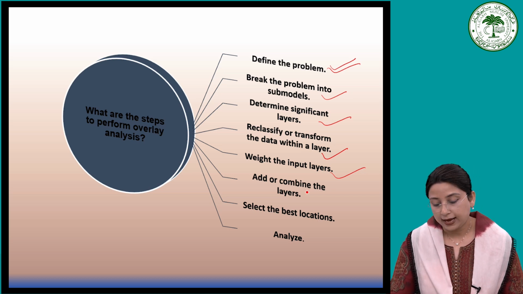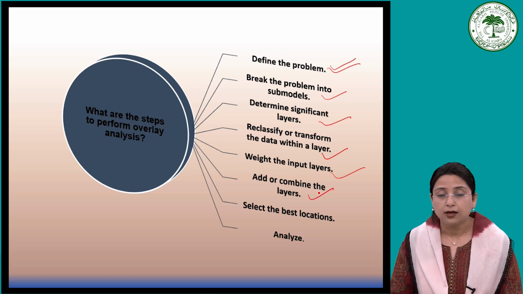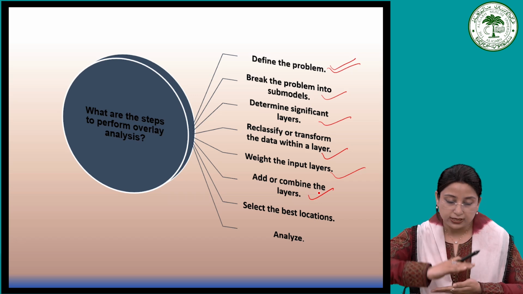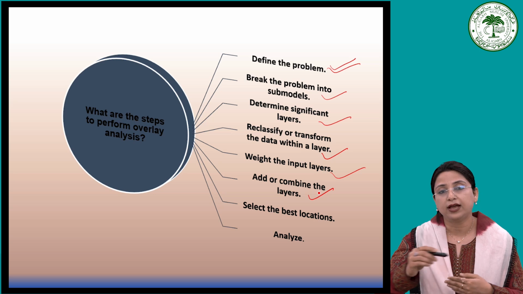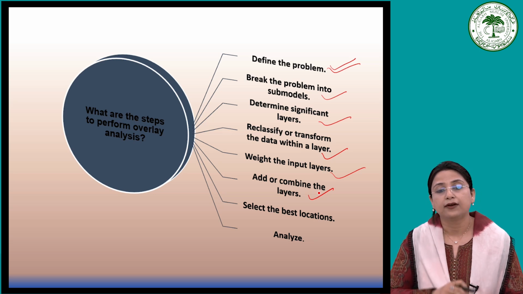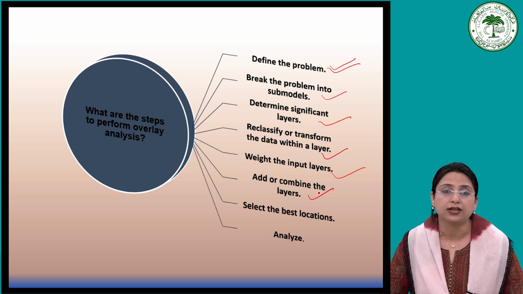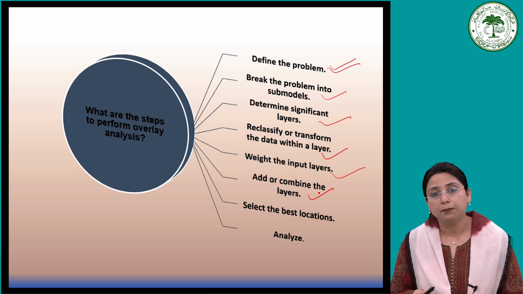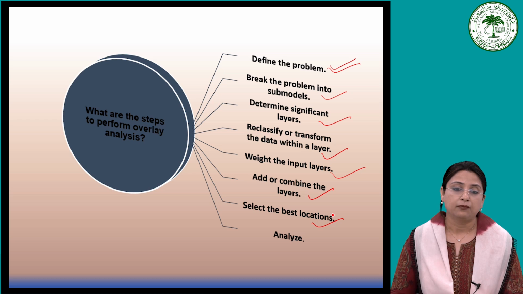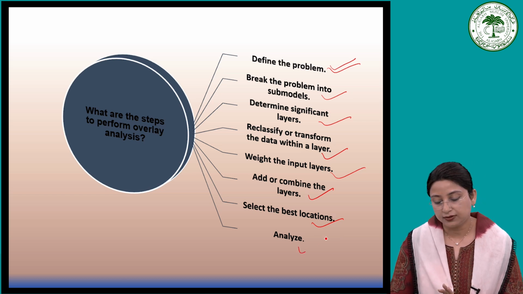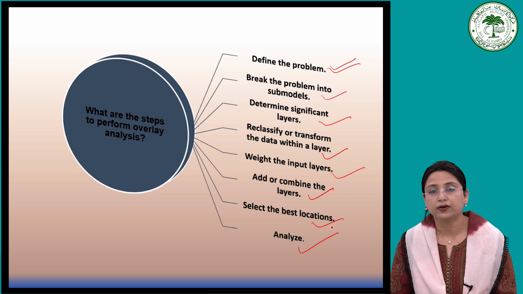Then add or combine layers. We have to integrate all the layers. In the previous slide you have seen how we have taken different layers. So we have to combine different layers in order to get the best location for new housing development. Once we get the best location, then we can analyze various aspects, and accordingly we can plan.